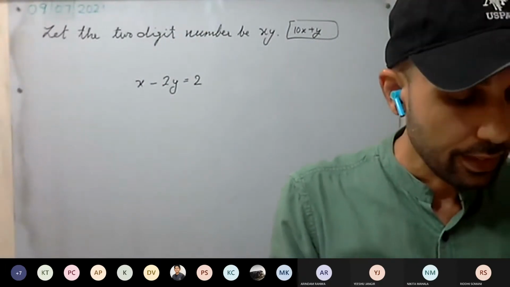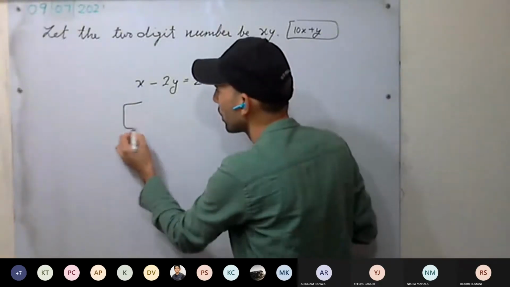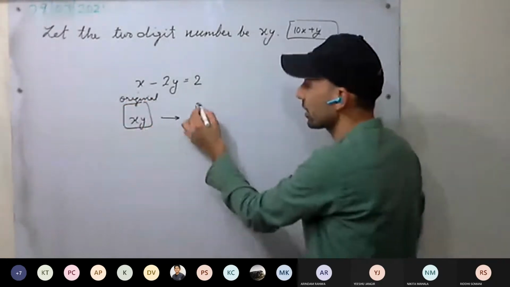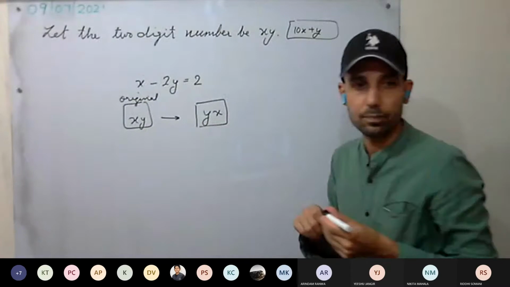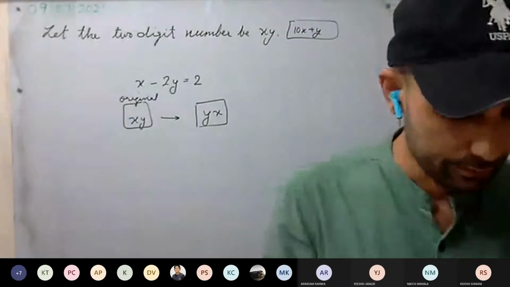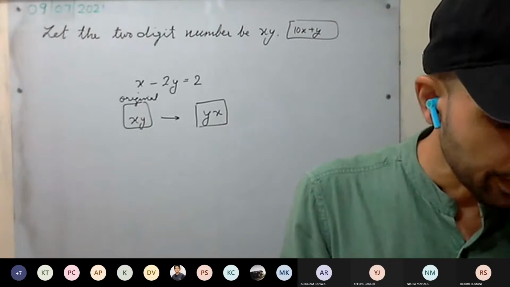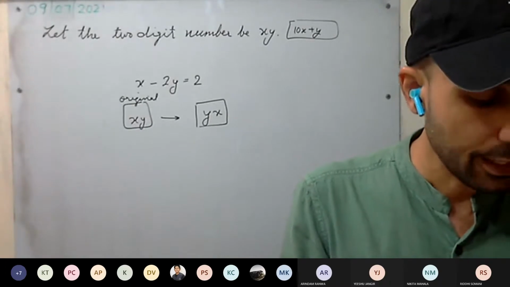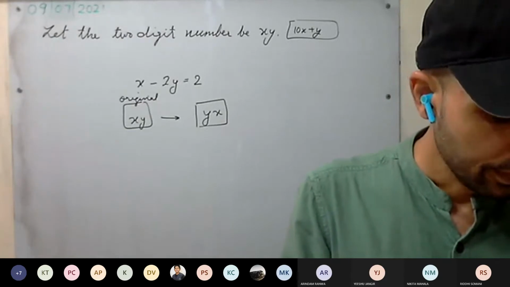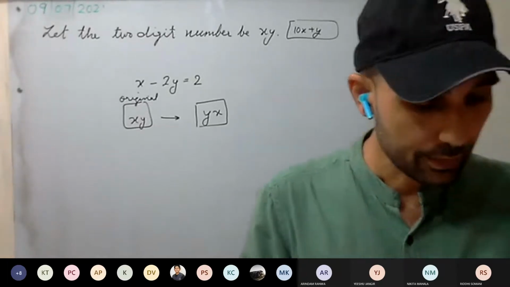Now second, the number obtained by interchanging the digits. So this is the number xy, this is our original number. After interchanging the digits, it will be yx. Y will be at tens place, x will be at units place. The number obtained by interchanging the digits is 5 more than 3 times the sum of the digits.